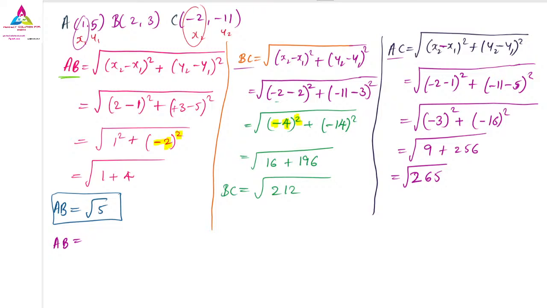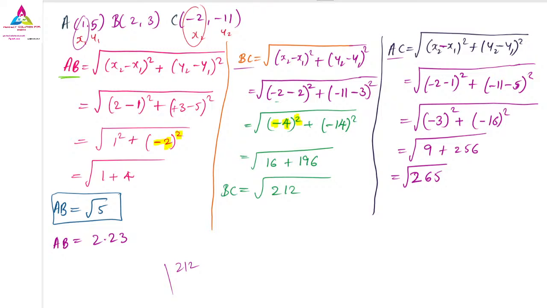The root 5 value is nearly 2.2 something, 2.23 or 2.24, so you can consider 2.23. You know how to find the root value, so similarly root 265 you can also find. Otherwise, we just have to see which perfect square number is nearby, and according to that we can find it.